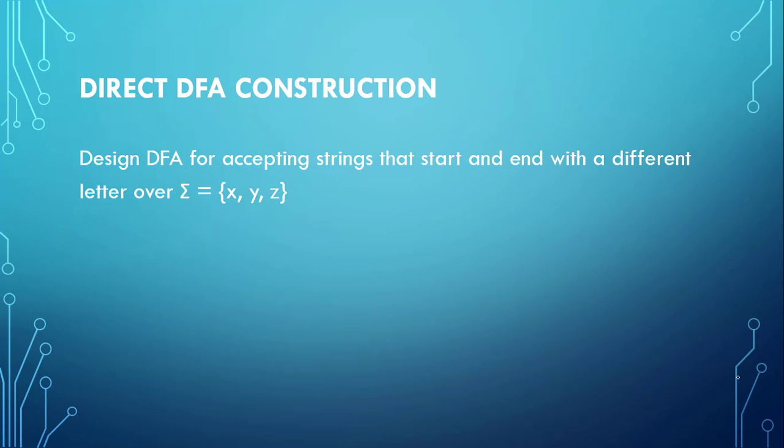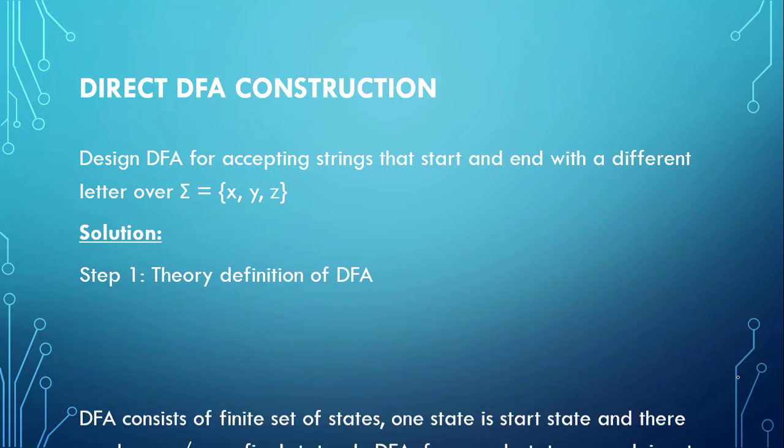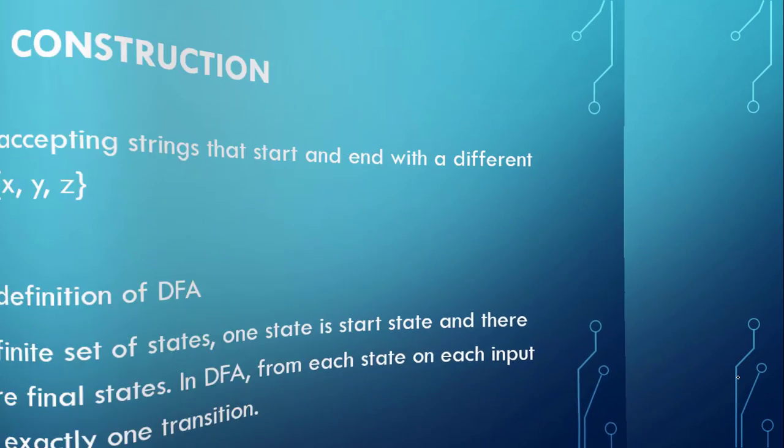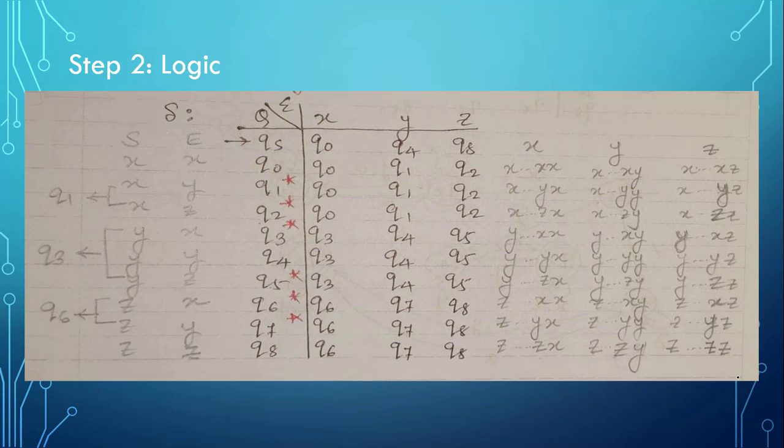DFA for accepting strings that start and end with a different letter over the input X, Y and Z. So step number 1 is again the definition of DFA. Step number 2 is logic. Now here as we can see, there are X, Y and Z. This is the starting symbol and this is the ending symbol. The states are represented accordingly.